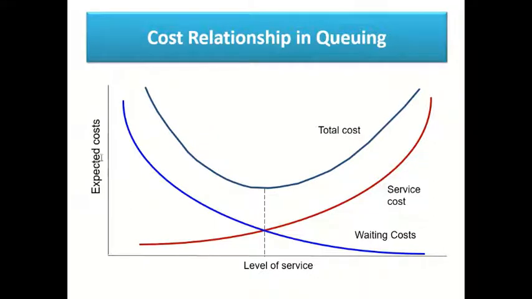Similarly, if we study the expected costs, the waiting costs follow this pattern: as the level of service is high, the waiting costs are low for an organization. The service cost follows an increasing trend, and if we sum those two, we get the total cost. As the level of service increases, the total cost first tends to decrease and then tends to increase. So this is a typical graph which shows the relationship between the level of service which an organization wants to offer and how much excess cost will be incurred for providing that kind of service.